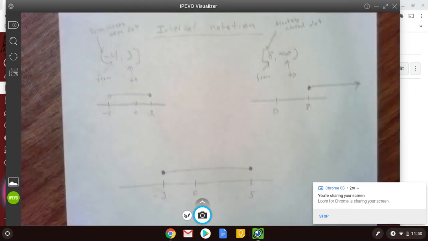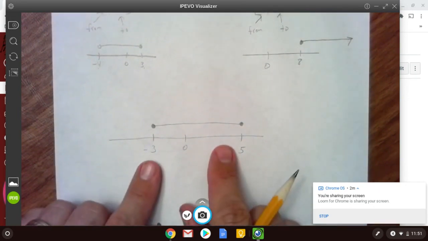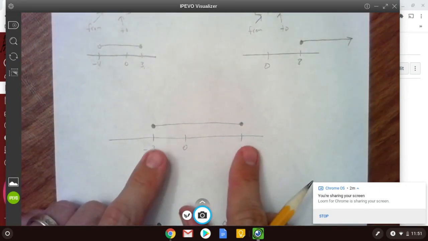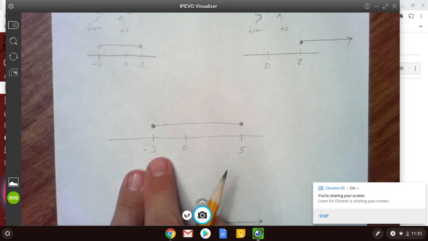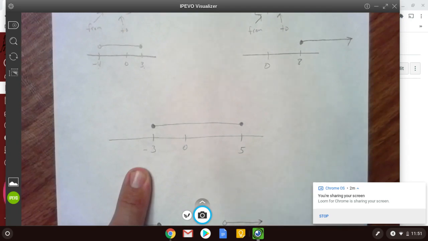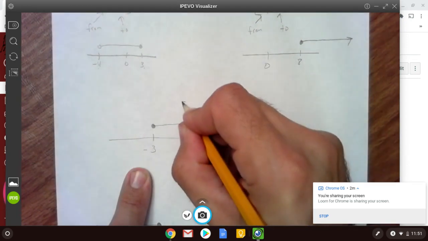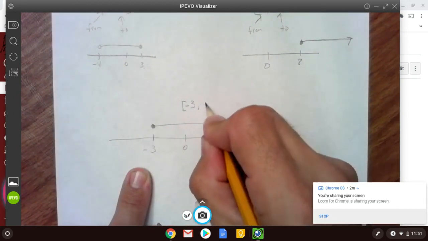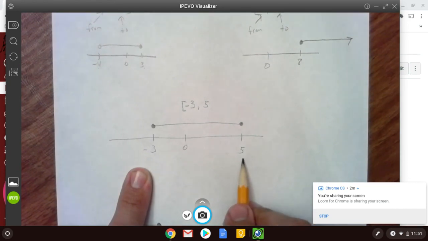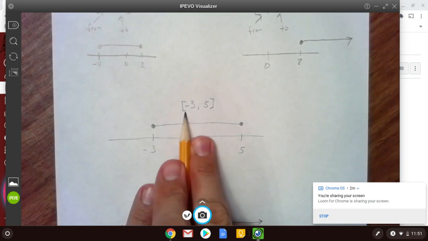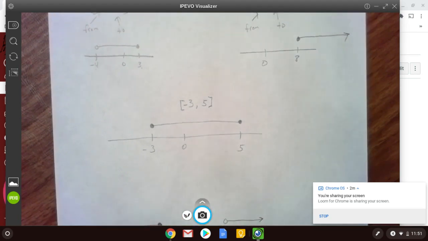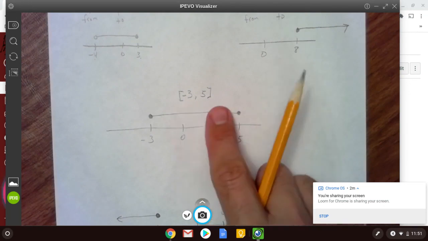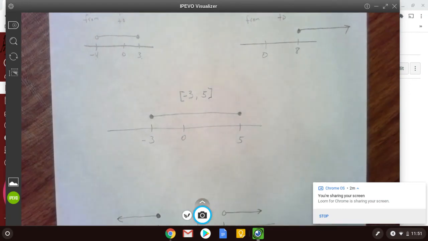All right, let's give you a couple of graphs here, and we're just going to write the interval notation that corresponds to this. So this is the graph of all numbers from -3 to +5. So the interval notation would be bracket at -3 because it's a closed dot, comma, +5, and bracket at 5 as well. All right, so that represents all numbers from -3 to +5, and brackets because we're actually including those endpoints.